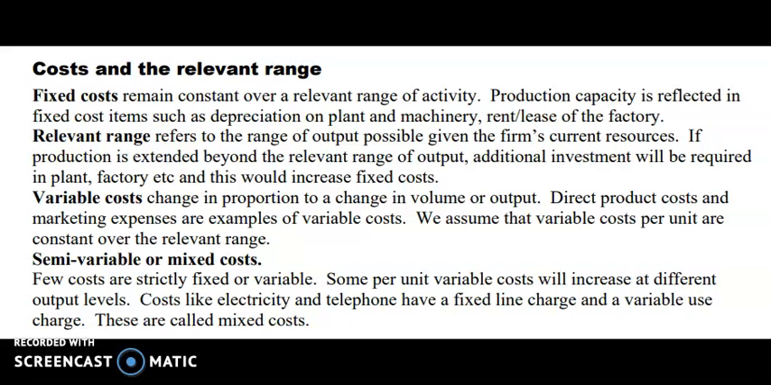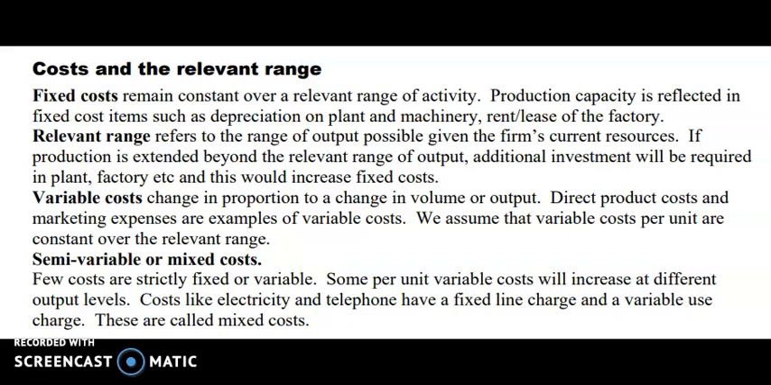So fixed cost remains the same over a relevant range of activity. Then what is the relevant range? It refers to the range of output possible given the firm's current resources. If production is extended beyond the relevant range of output, additional investment and additional cost will be required. If you are producing more than the relevant range, now you need more machines. Maybe you need another building. So this will increase your fixed cost. For another building, you have to pay rent separately and insurance separately. If you are buying another machine, then it has depreciation cost. So your fixed costs will increase.